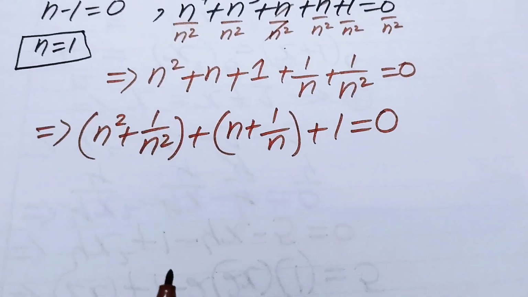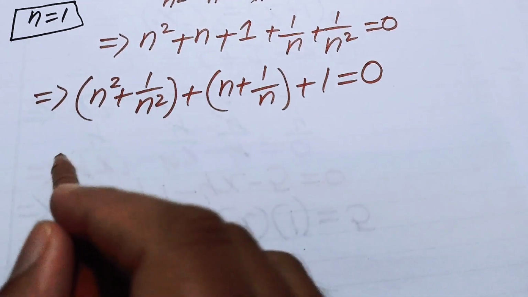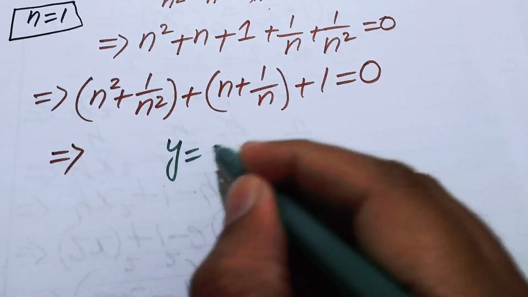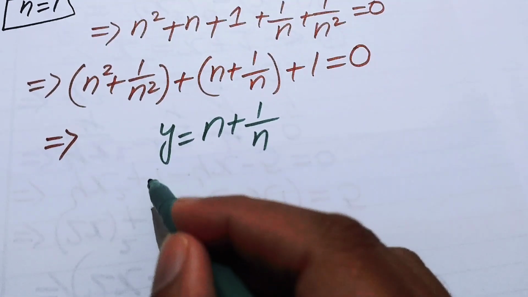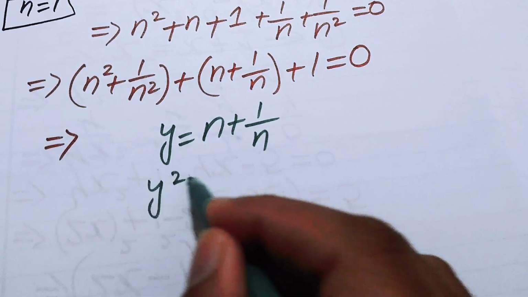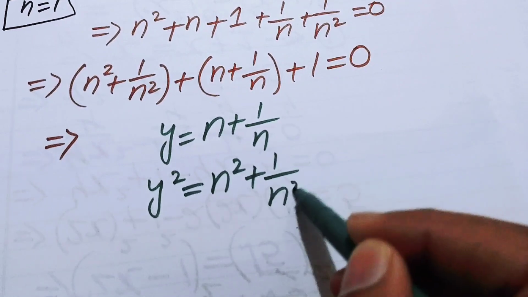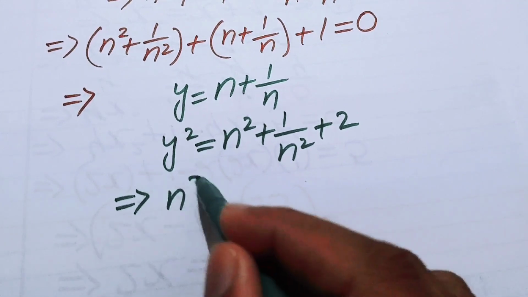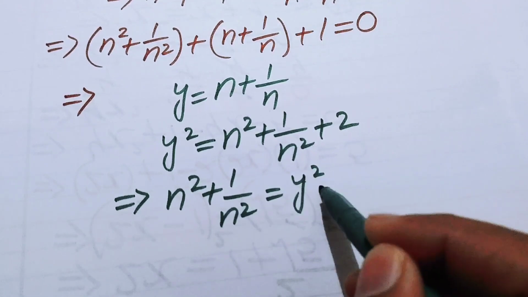And now we will convert this equation into the quadratic form, so here we will just take y equals n plus 1 over n. So when you take y equals n plus 1 over n, and we take the square on both of the sides, then you will get y squared equals n squared plus 1 over n squared plus 2. And similarly you obtain n squared plus 1 over n squared equals y squared minus 2.